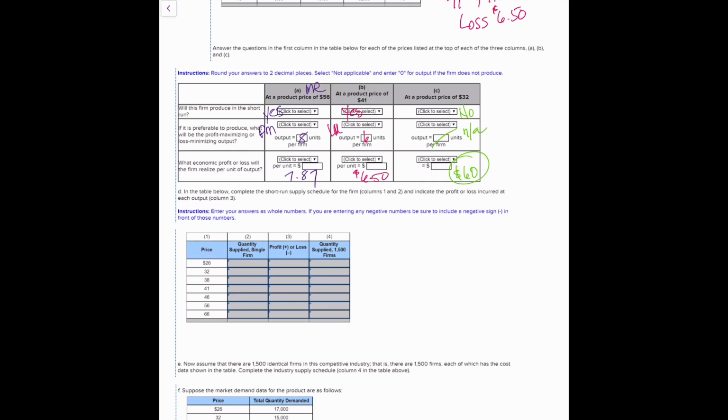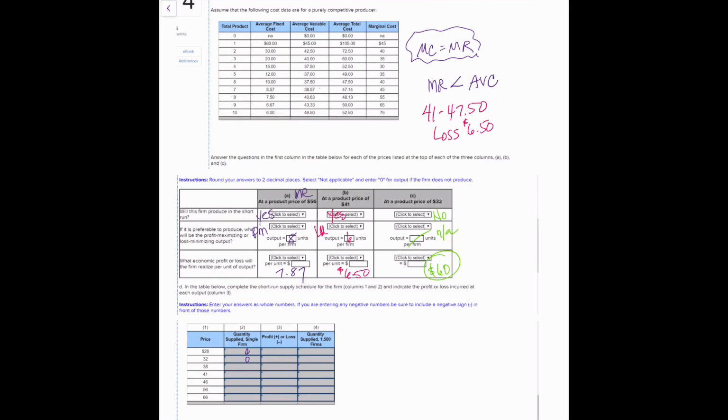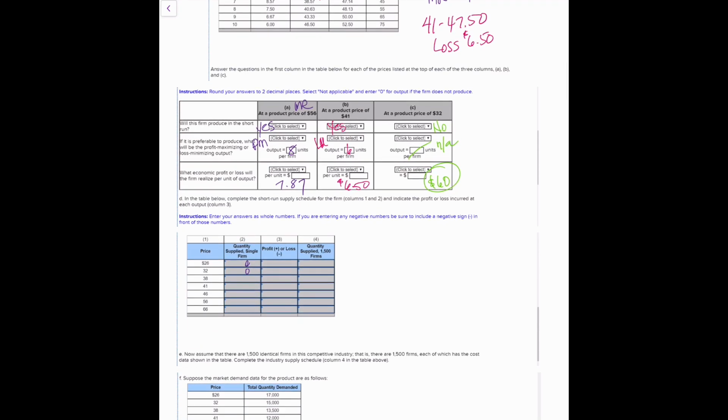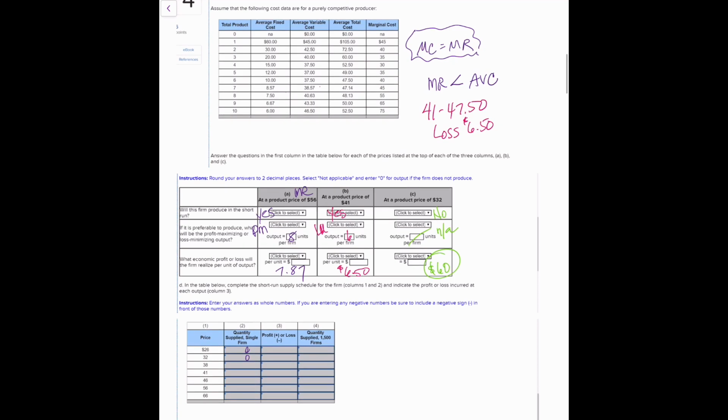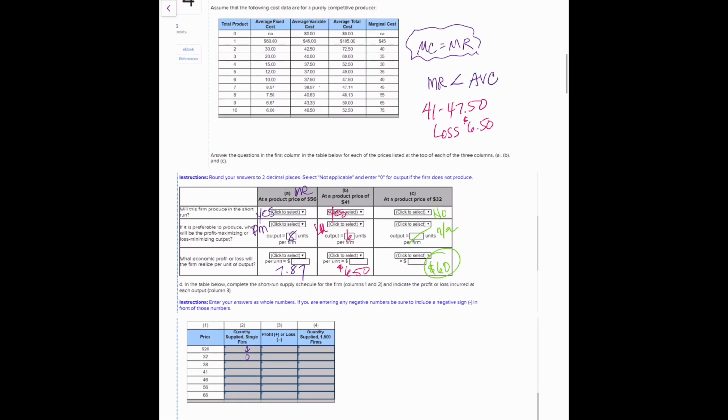So this is just asking us to recognize where that short-run supply curve is for the perfectly competitive firm. For this next part, we're asked to go back through that information and calculate, for each individual firm, what production would occur at different prices and whether that indicated a profit or loss. Then we're going to aggregate it to 1,500 firms and see what that means. So let's do the first one together.